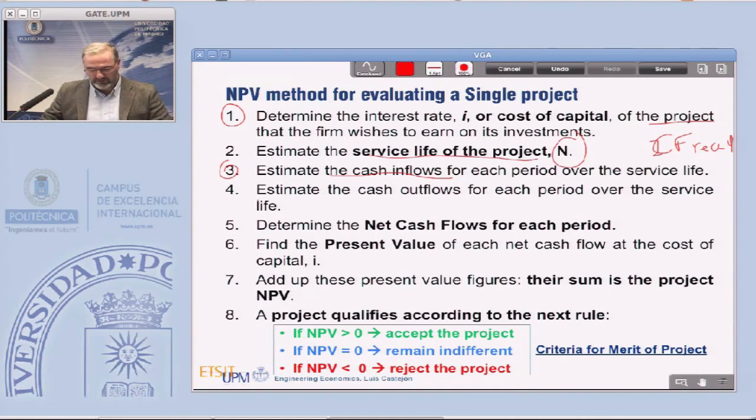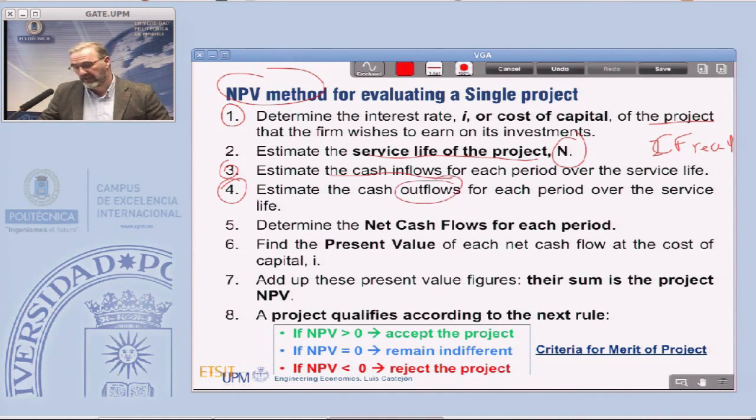Sure, we will do. But in terms of the net present value, it doesn't matter the methodology you use to estimate the inflows. What is important for the net present value methodology is to know the inflows and to use them correctly. The same happens in step number 4 with the outflows.